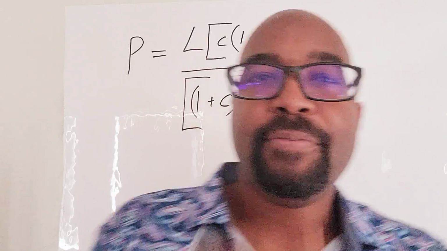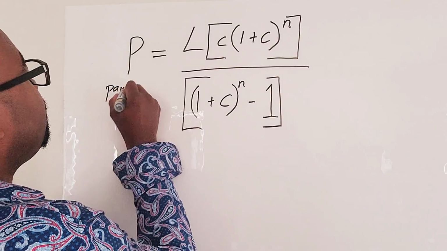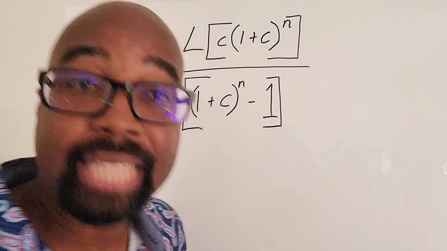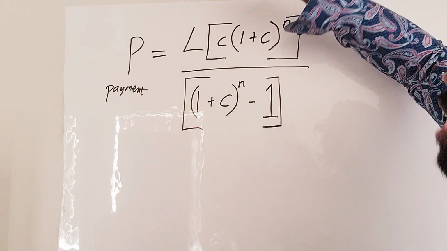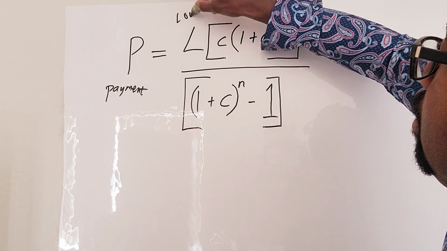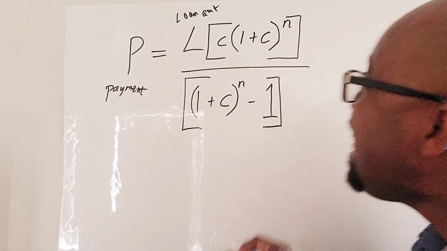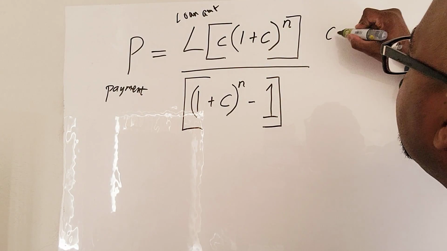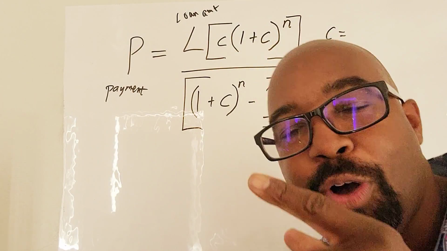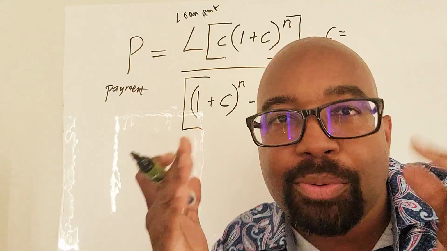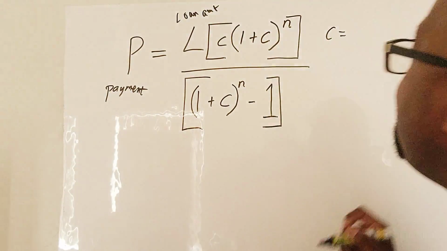Now, what if I told you that the P stands for payment? That is the monthly payment, all right? And what if I told you that the L stands for the loan amount? What if I told you that the C actually stands for, let's write it out here, the interest rate per year? So let's say it's 6%. 0.06 divided by 12, because there's 12 months in the year, that's going to be 0.005, okay?